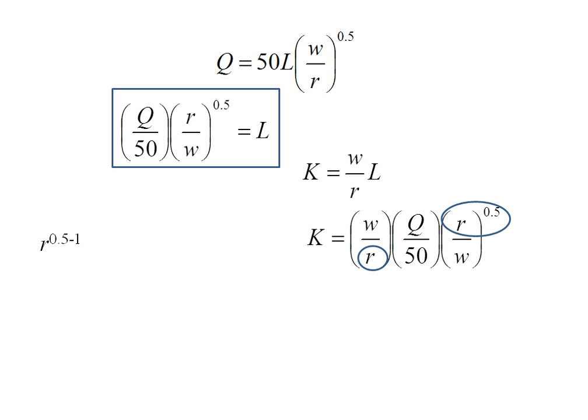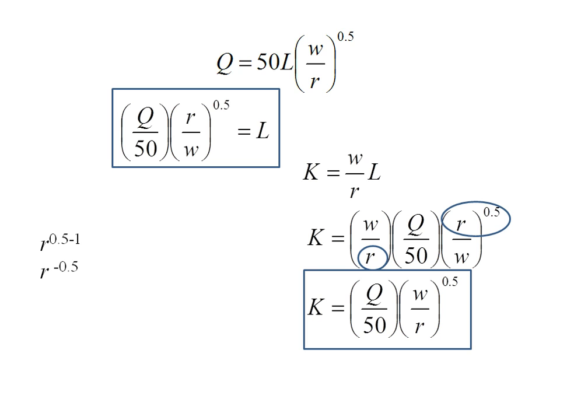So the numerator is R to the 0.5. The denominator is R to the 1, so if I bring it up, that's R to the 0.5 minus 1, or R to the negative 0.5. And if I don't like that negative, that means I can put it down in the denominator. Now the same thing is going to be true of the W that you see there. It's going to come up into the numerator, giving me K equals Q over 50 times W over R to the 0.5. So what we've found here is the labor demand function and the capital demand function.